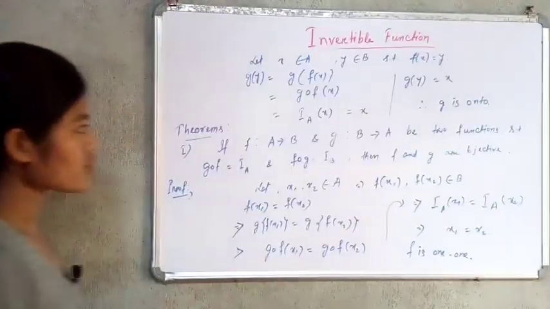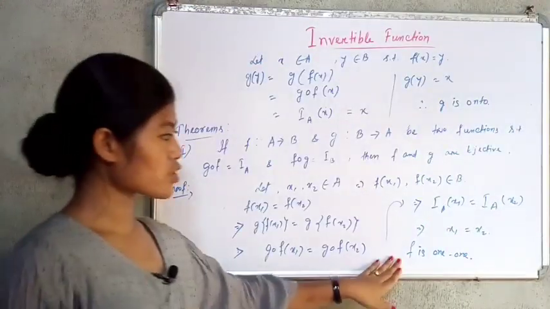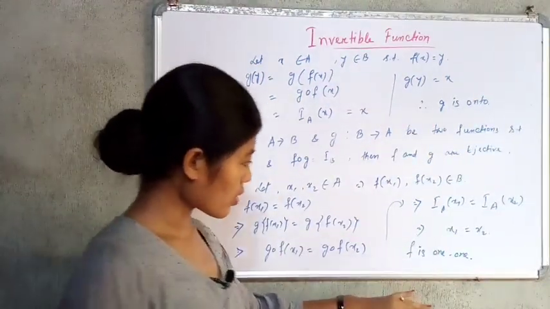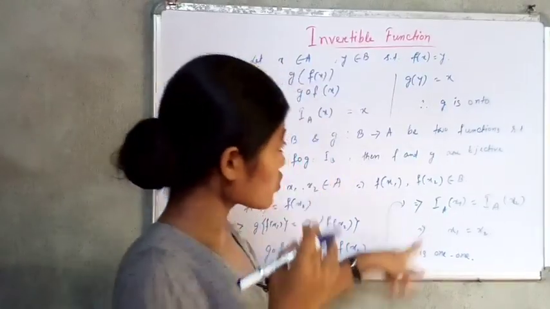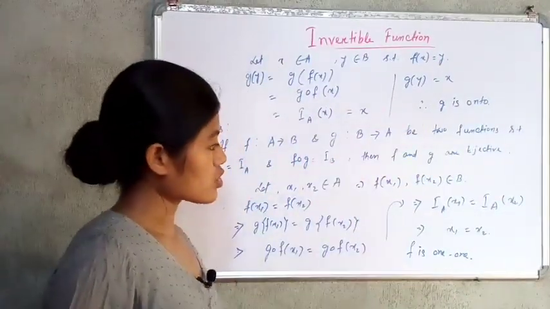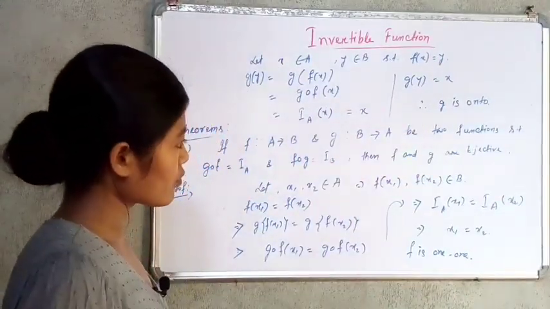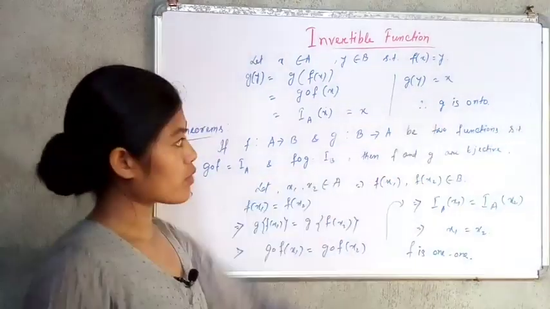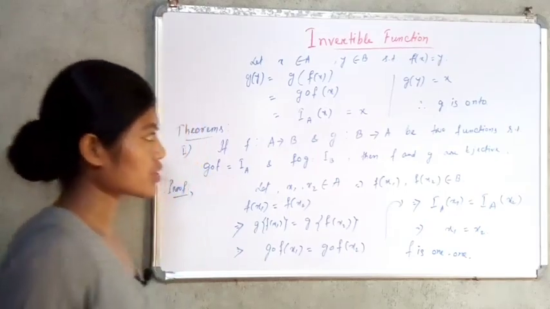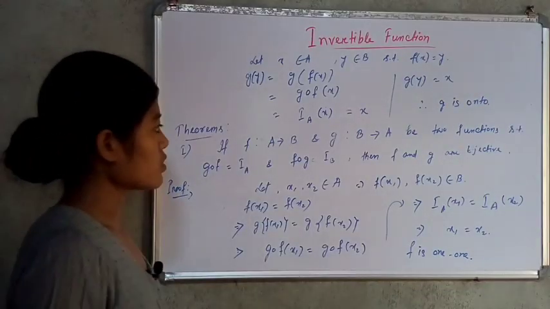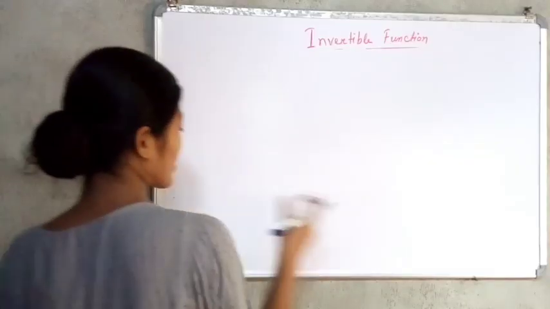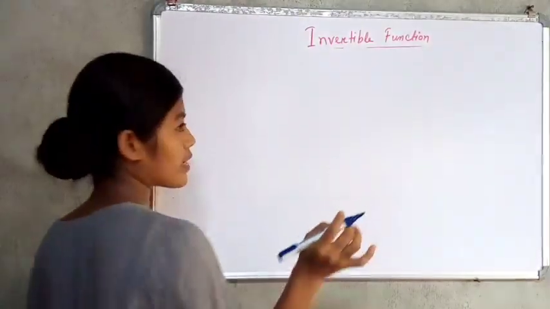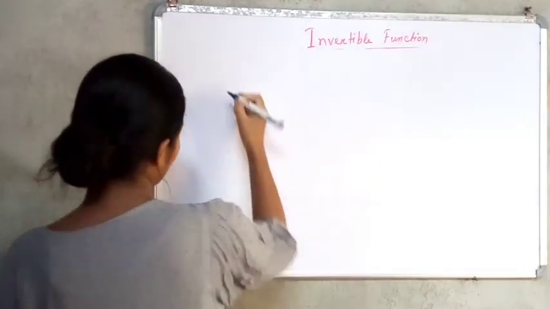I have shown only that f is 1-1 and g is onto. But we have not yet shown that f is onto and g is 1-1, so this is also important. We have to prove that f is onto and g is 1-1. Then only we can say that the functions f and g are bijective. So next we have to show g is 1-1 and f is onto. Now first I will show g is 1-1.